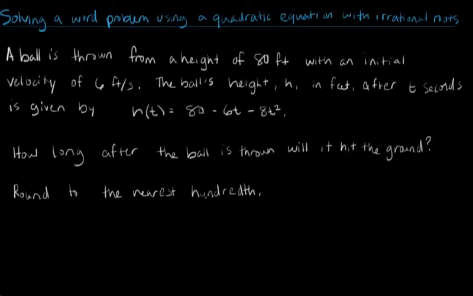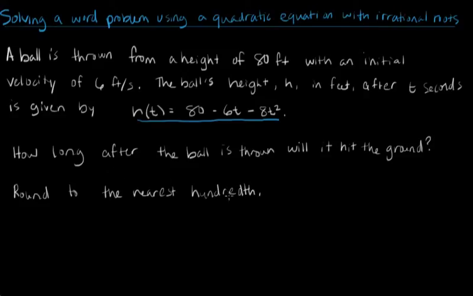In this video, I want to talk about how to solve a problem using a quadratic equation with irrational roots. So here's the problem. A ball is thrown from a height of 80 feet with an initial velocity of 6 feet per second. The ball's height h in feet after t seconds is given by h of t is equal to 80 minus 6t minus 8t squared.